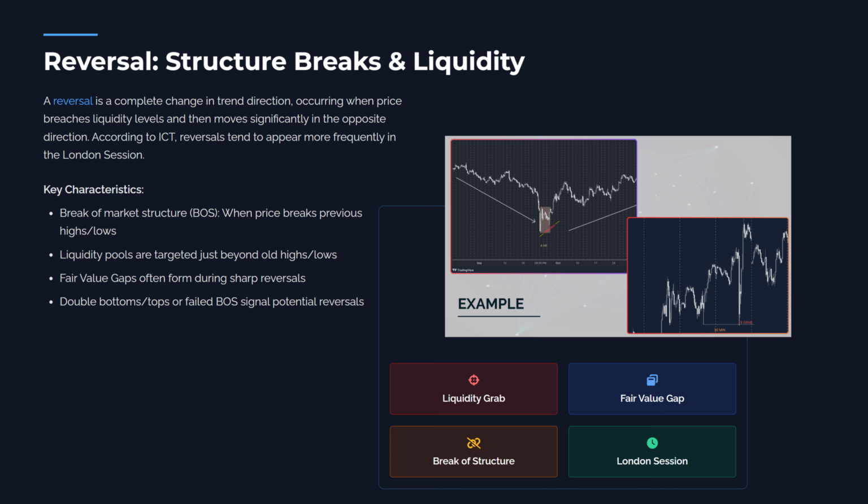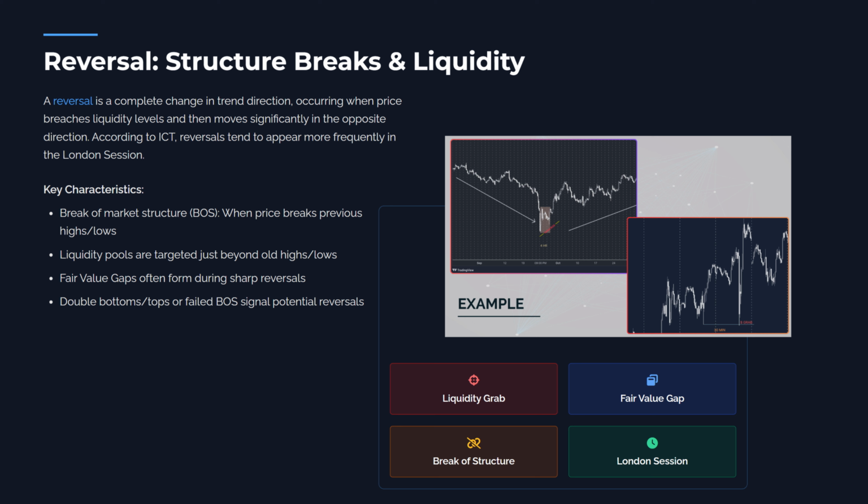A reversal happens when the prevailing trend completely changes direction. An uptrend becomes a downtrend, or a downtrend becomes an uptrend. It's not just a temporary pause like a retracement. It's a complete change of direction.